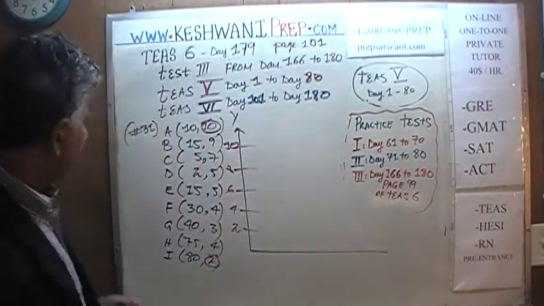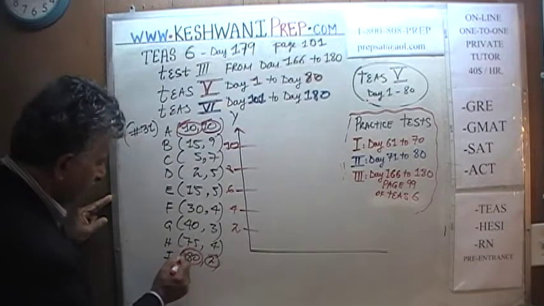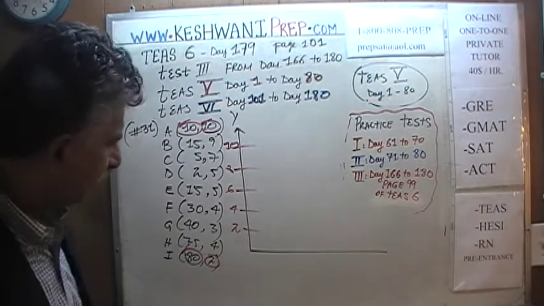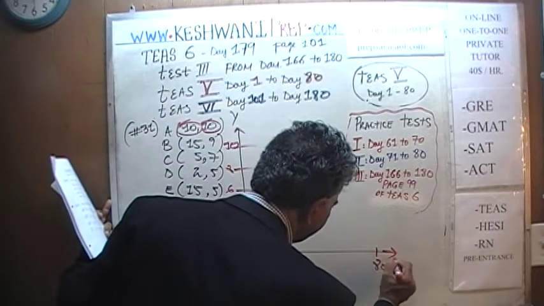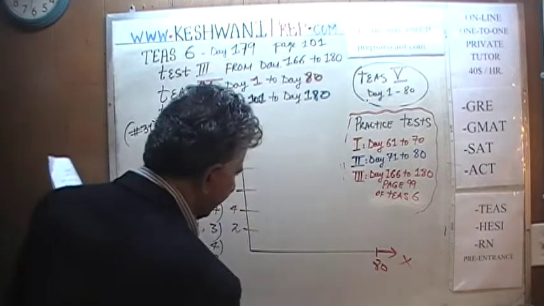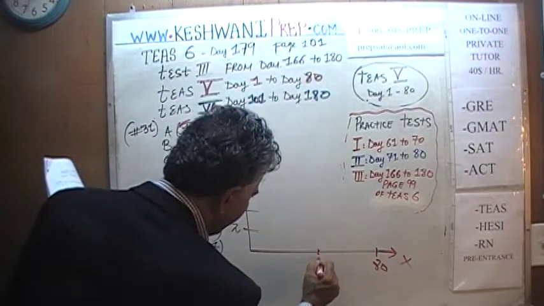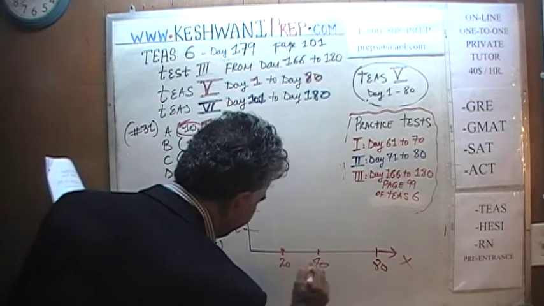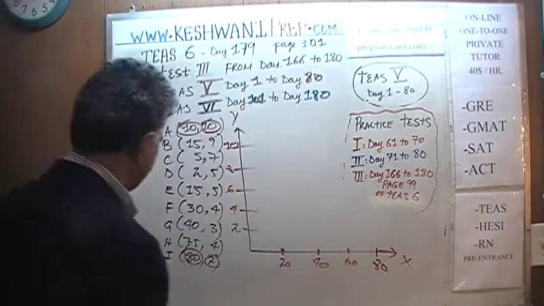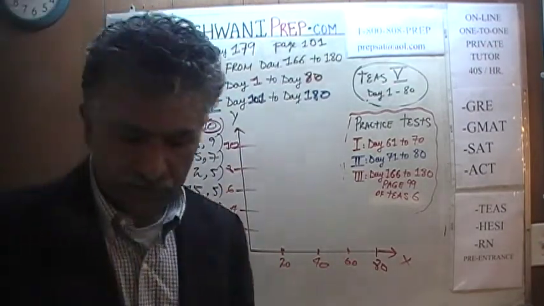And then the x-axis goes all the way from 10 to 80. Let's mark our 80 here. Halfway there, somewhere here, is going to be our 40. Half of that is going to be about 20, and this is 60. That is good enough. We are ready to plot our points.